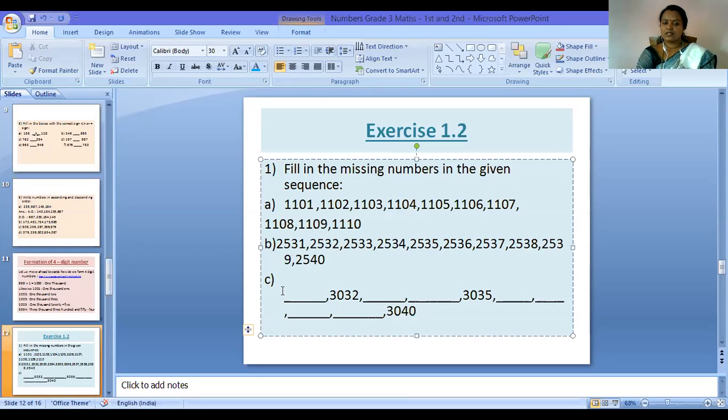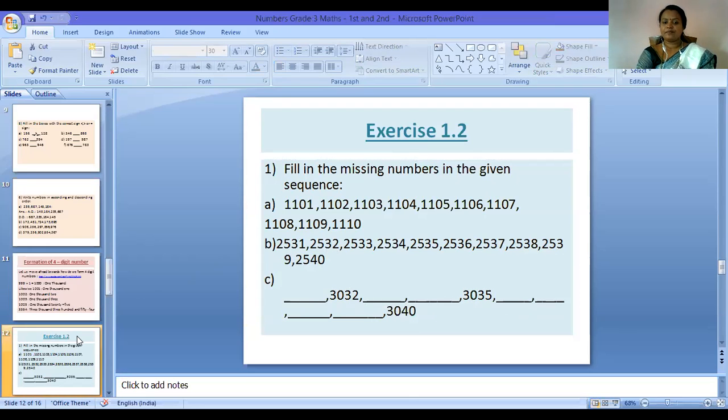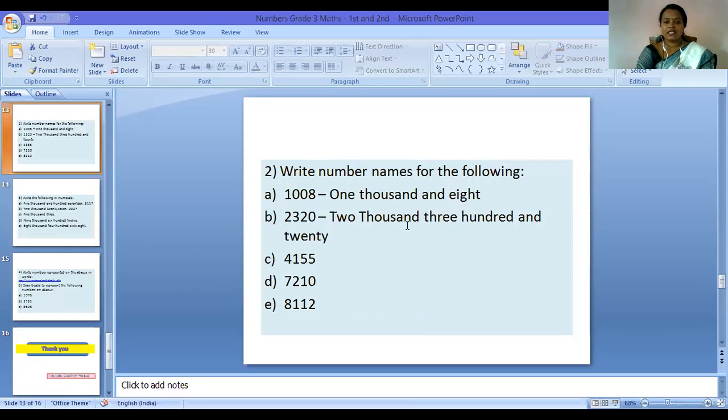Children, the next question is for you. What should be the numbers filled in these blank places for the given values? So please finish the sequence as given. Let us move on to the next part, that is writing the number names for the following. We have here 1008, so it is written as one thousand eight. Same way we have 2320, where 2 is in the thousands place, so we read it as two thousand three hundred twenty. Same way, I want you to solve the further questions C, D, and E as well.